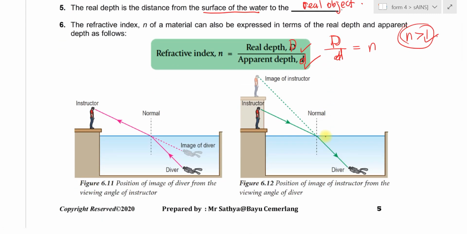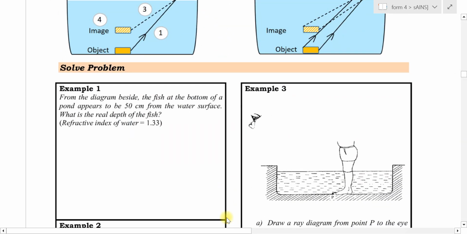Ni cara dia lukis. Okay, kamu tengok. Dia sebenarnya, okay, dari diver dia pergi, lepas tu, dia bend away kan. Masa dia nak tengok balik, dia akan tengok straight macam ni. Jadi image dia akan terbentuk di sini. Sama, dia bengkok. Tapi masa diver pula nak tengok, dia akan tengok instructor tu macam ada kat sini. Kita extend straight. Itulah image maya yang akan terbentuk. Baik, boleh faham semua? Faham.